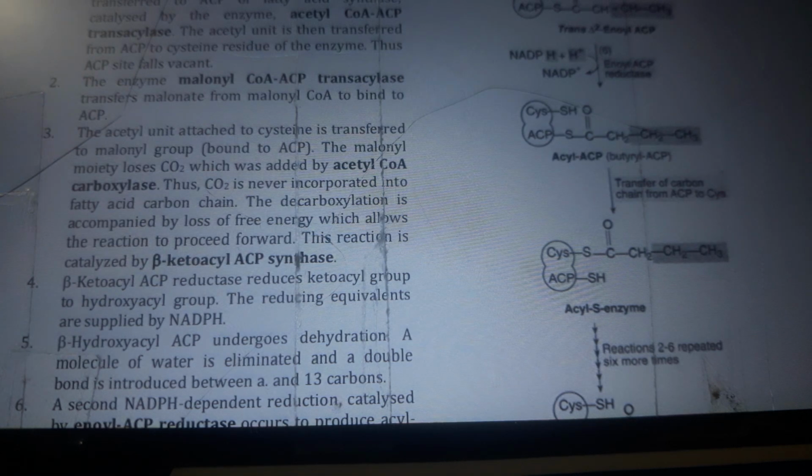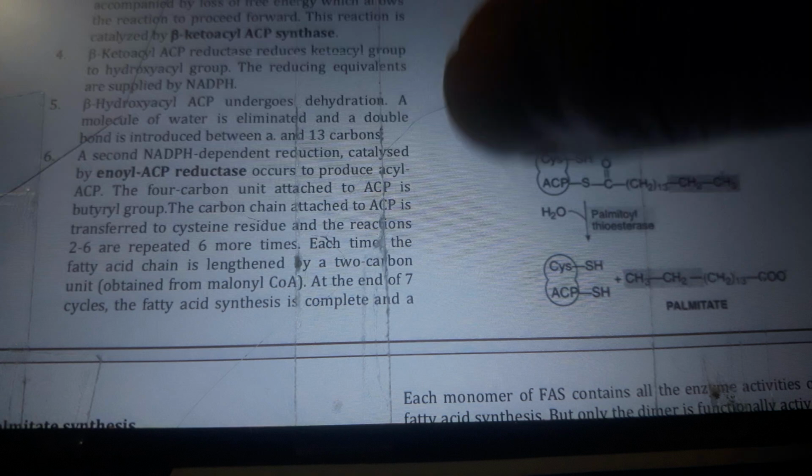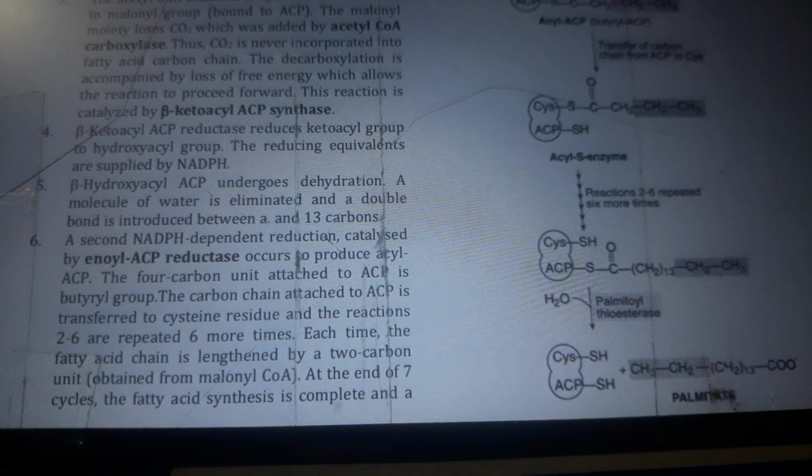The 2-carbon fragment of acetyl-CoA is transferred to ACP of fatty acid synthase, catalyzed by the enzyme acetyl-CoA ACP transacylase. The acetyl unit is then transferred from ACP to a cysteine residue of the enzyme. Thus, the ACP site falls vacant. The enzyme malonyl-CoA ACP transacylase transfers malonate from malonyl-CoA to bind to ACP. The acetyl unit attached to cysteine is transferred to the malonyl group.